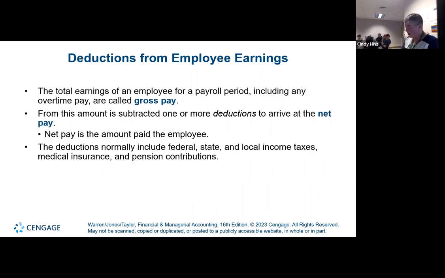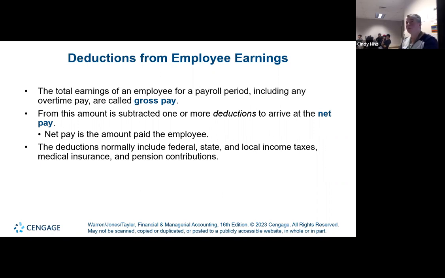As we are looking at a payroll calculation, you've heard me use that term gross before. We've talked about gross receivables, meaning the total. And so the term gross means total. Gross pay then means the total amount that you have earned in that pay period.